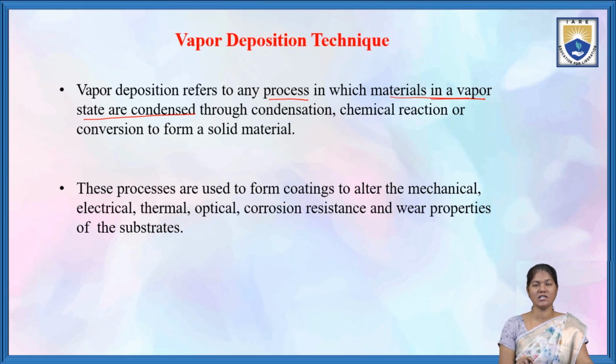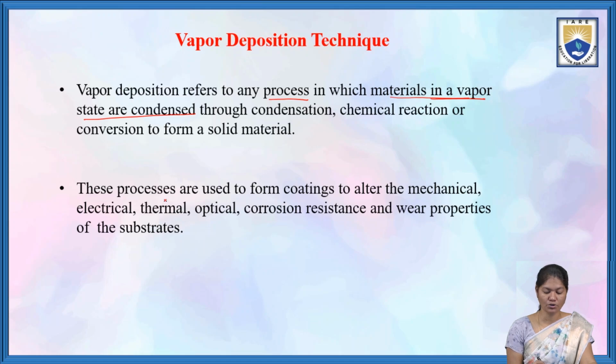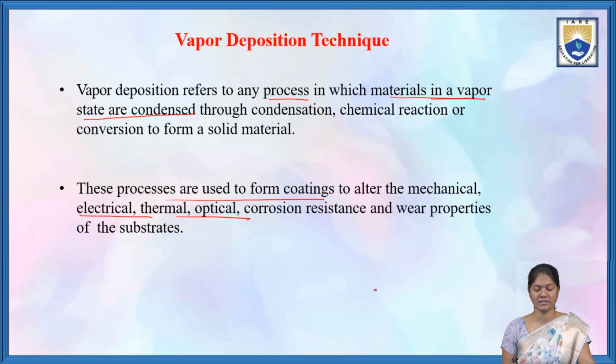So vapor deposition is a process in which material in a vapor state is condensed through condensation or chemical reaction and converted to form a solid material. These processes are used to form coatings to alter the mechanical, electrical, thermal, optical, corrosion resistance and wear properties of the substrates.